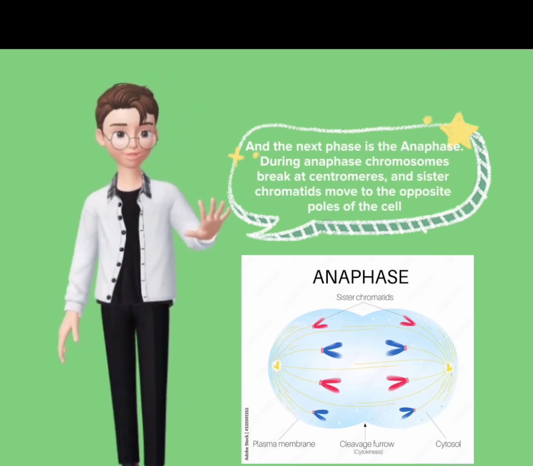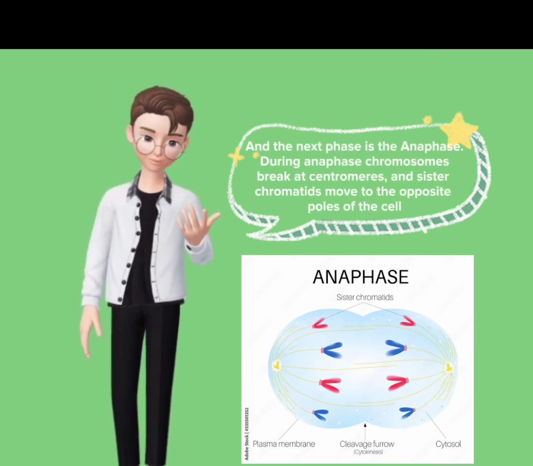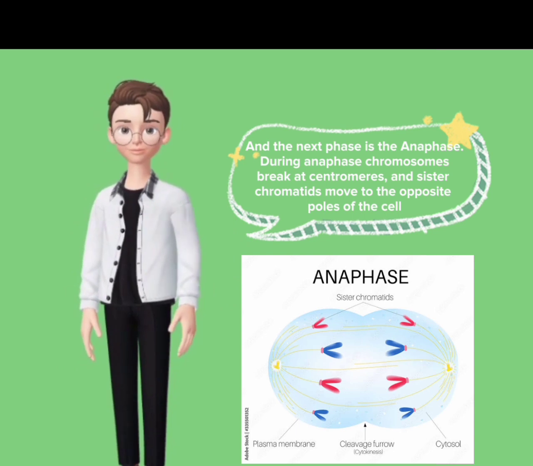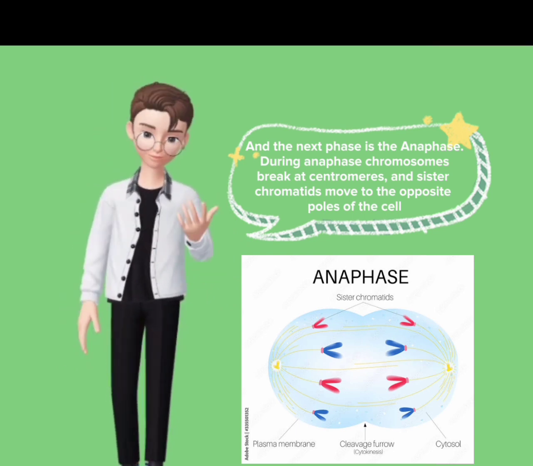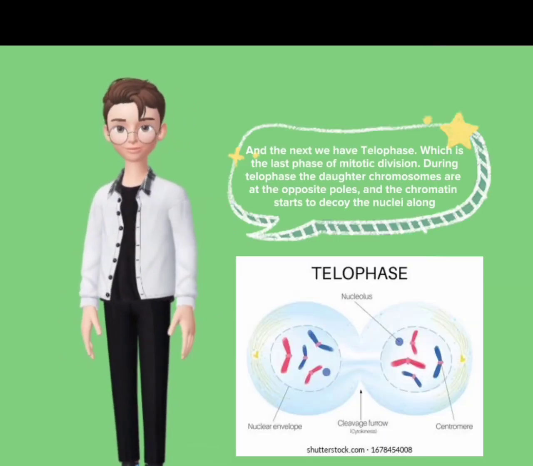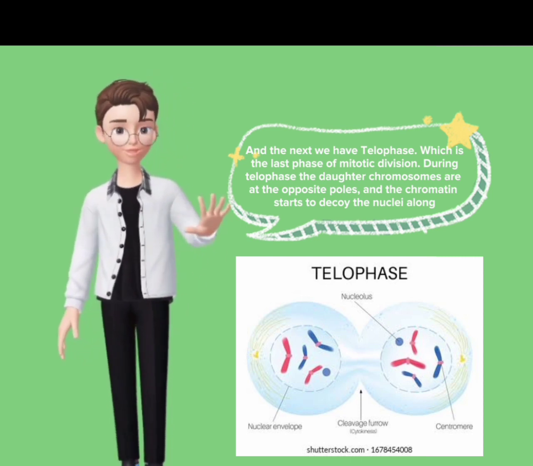And the next phase is anaphase. During anaphase, chromosomes break at centromeres, and sister chromatids move to the opposite poles of the cell. And next we have telophase, which is the last phase of mitotic division.